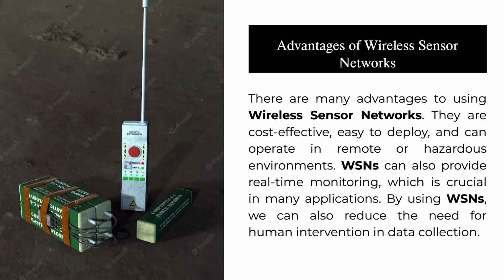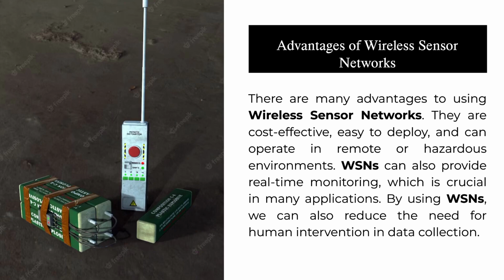There are many advantages to using wireless sensor networks. They are energy efficient. Wireless sensor networks consume less energy compared to traditional wired networks as they operate on batteries and do not require physical connections. Wireless sensor networks also use data fusion techniques to reduce data transmission and processing.